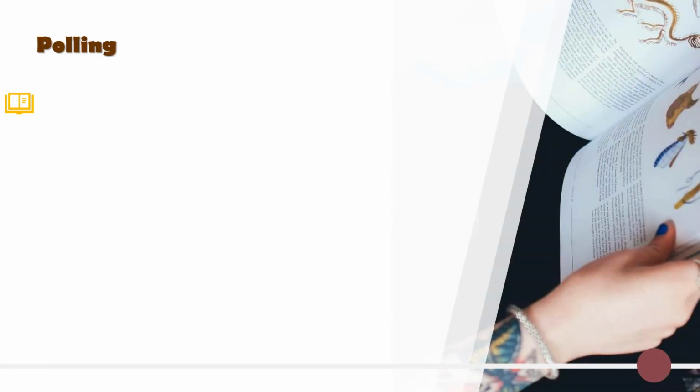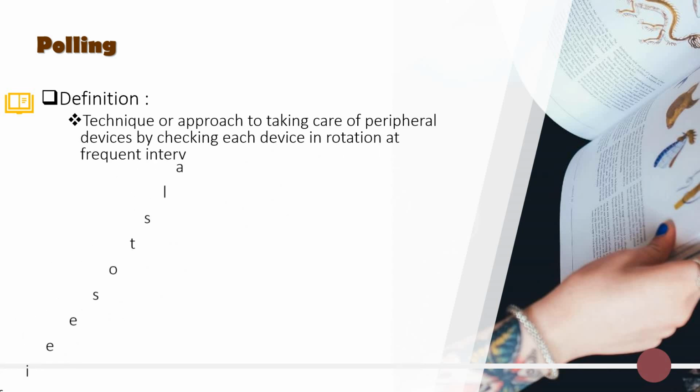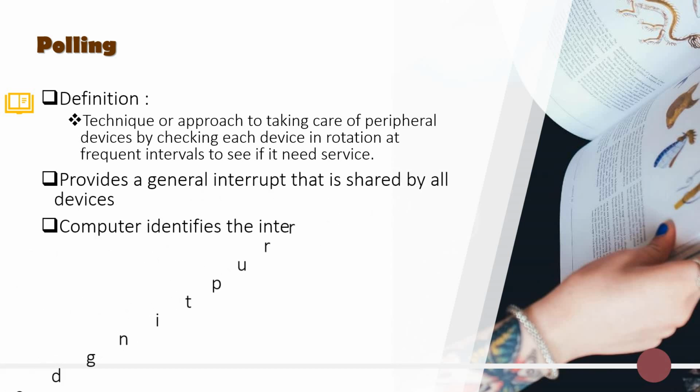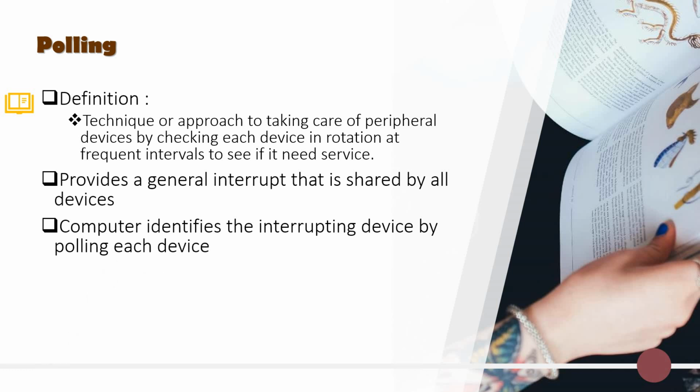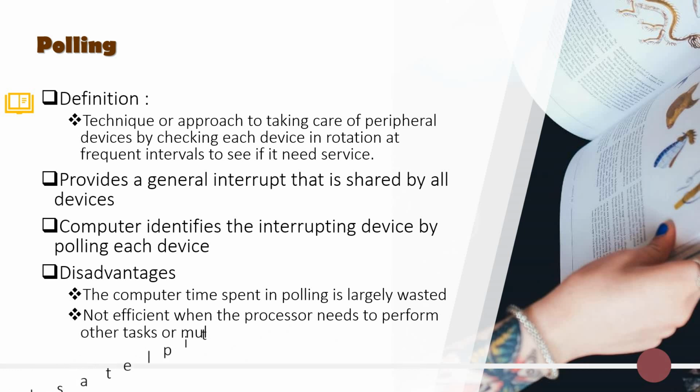Polling. Definition: a technique or approach to taking care of peripheral devices by checking each device in rotation at frequent intervals to see if it needs service. It provides a general interrupt that is shared by all devices. The computer identifies the interrupting device by polling each device. Disadvantages: the computer time spent in polling is largely wasted. It is not efficient when the processor needs to perform other tasks or multiple tasks.